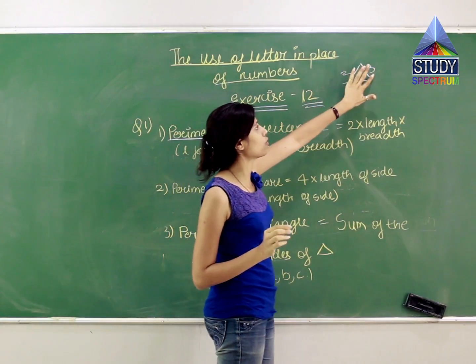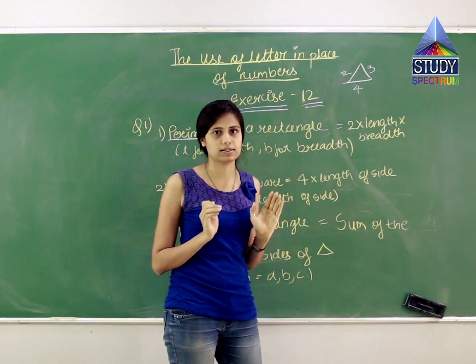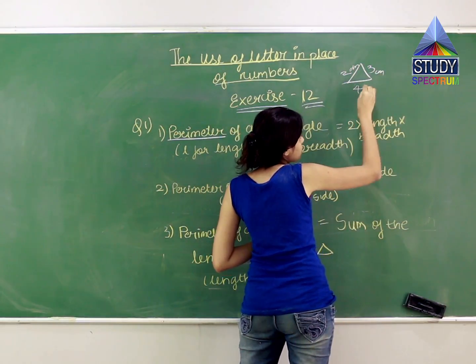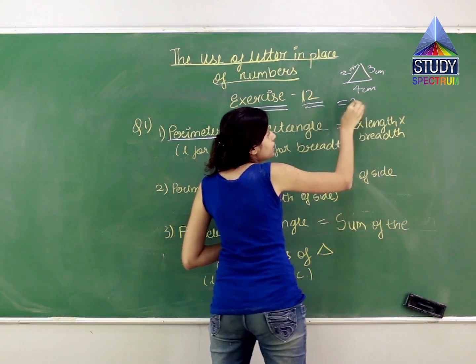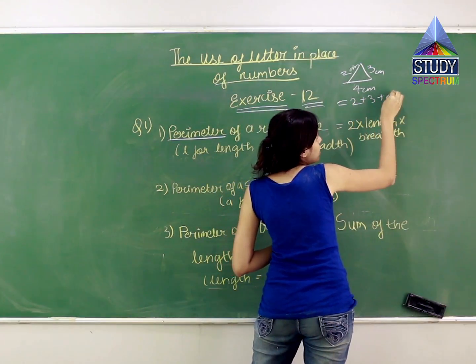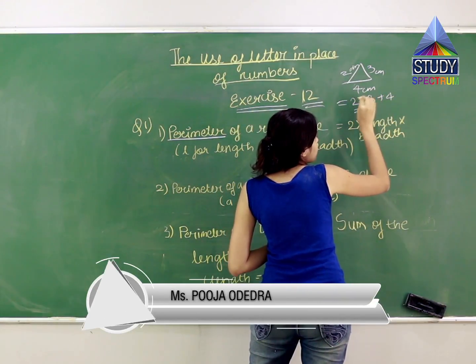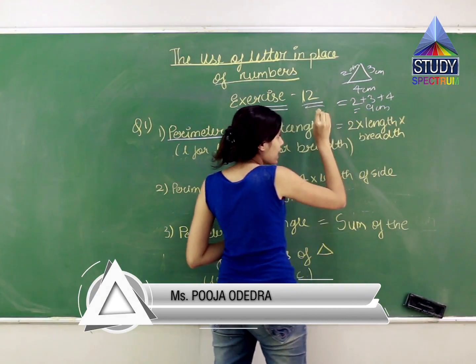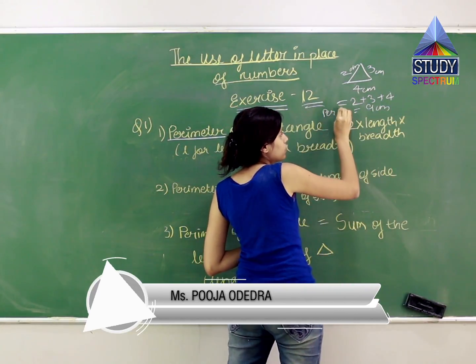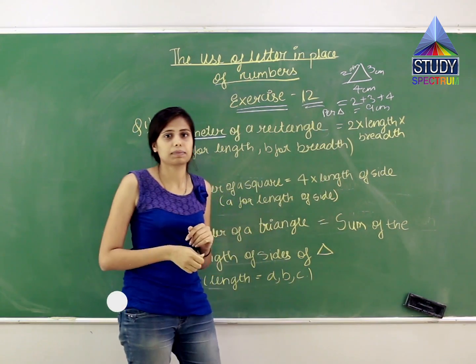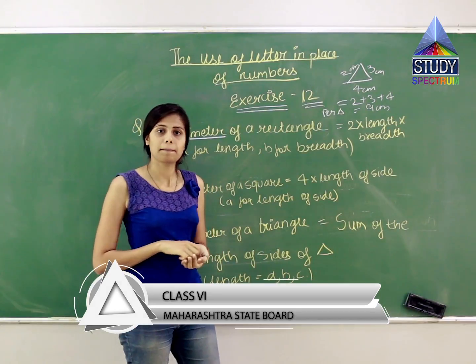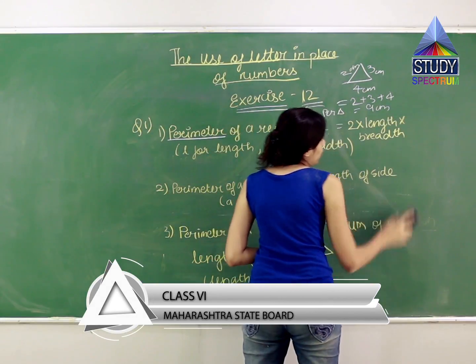Perimeter is the addition of the length of all the sides. That is, ये 2 centimeter है, this is 3 centimeter, this is 4 centimeter. Adding 2 plus 3 plus 4, this is 5, 6, 7, 8, 9 centimeter. So what is the perimeter of the triangle? It is 9 centimeter. So adding the length of all the sides, we get the perimeter. It is possible for all diagrams.